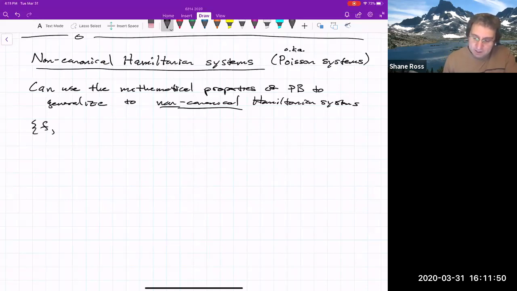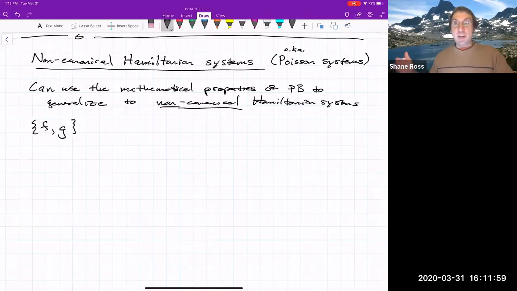So the way I start is, let's say I'm just going to define a function. So instead of using u and v, I'm using f and g. Okay, all right. So f and g are just functions of your phase space. Okay, f and g.